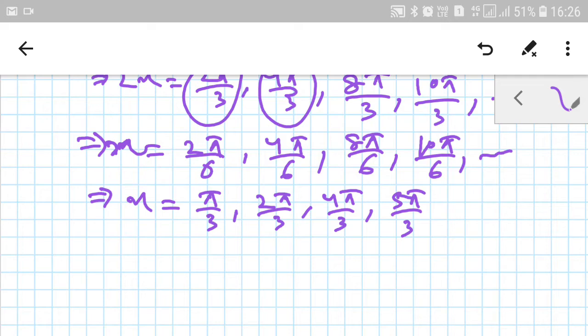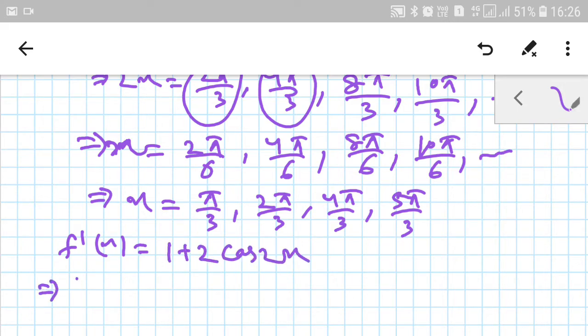Then I will make a column to find the maxima and minima. For that I will write it like this. Now I have found just f dash x. I have got f dash x equal to 1 plus 2 cos 2x.